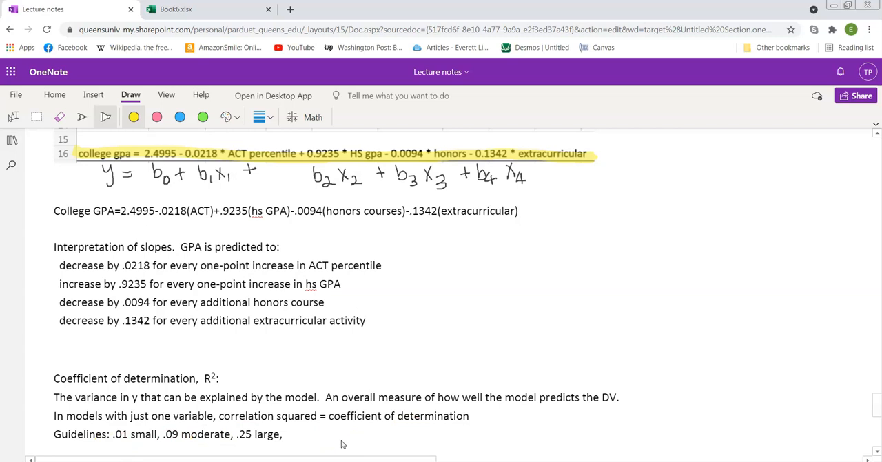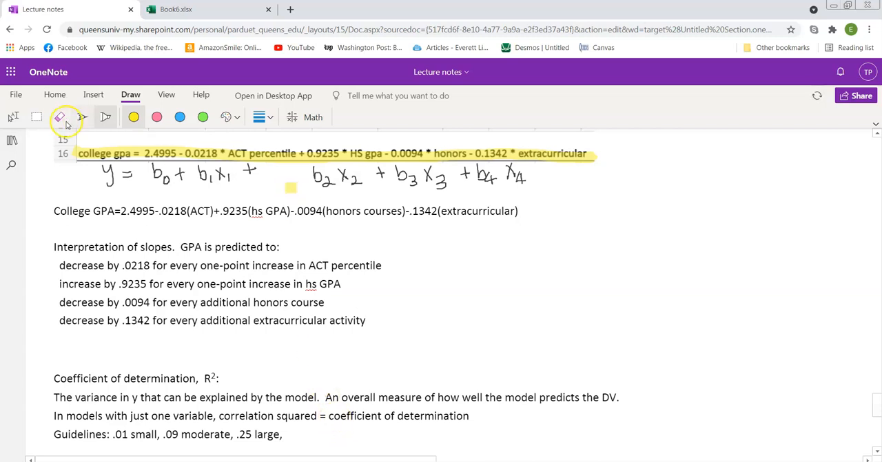Now let me explain statistically what the coefficient of determination is. It tells you the amount of variance in Y that can be explained by the model. And what that means is there's something that makes those values of Y different. Okay, not everybody has the same college GPA. So that's the variability. The R squared says, how much of what makes people different have we explained here?